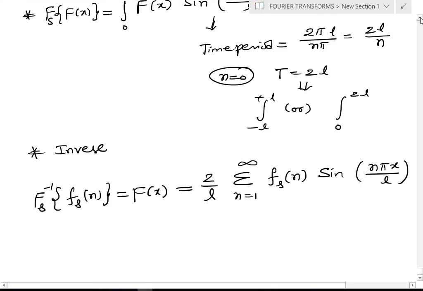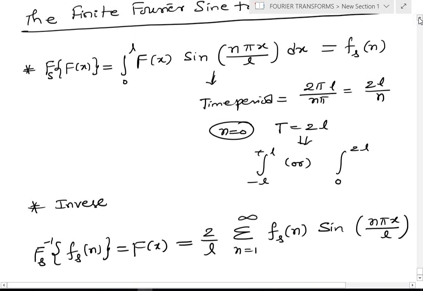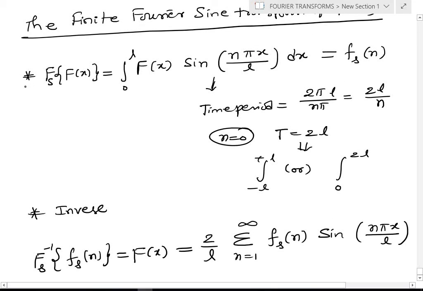Then the above one will be the Fourier transformation, and this is the inverse Fourier transformation. 0 to L f of x sine n pi x by L. Then the next one will be f of Sn. Okay, done.